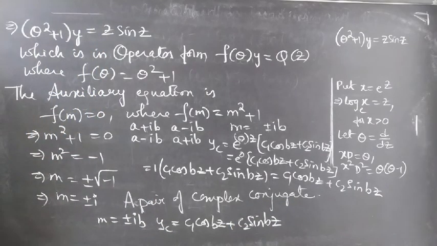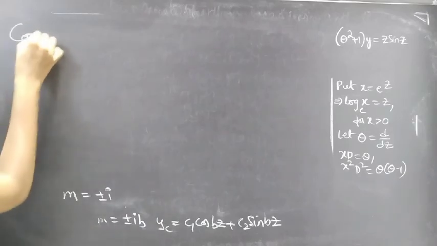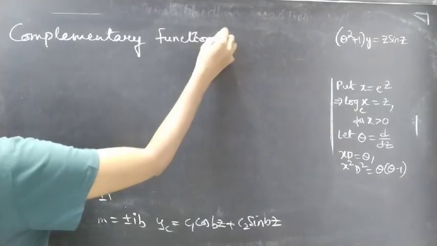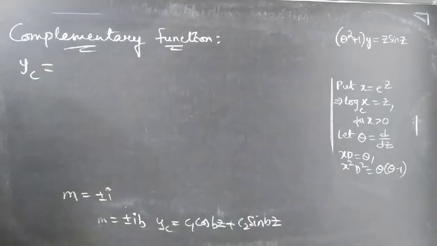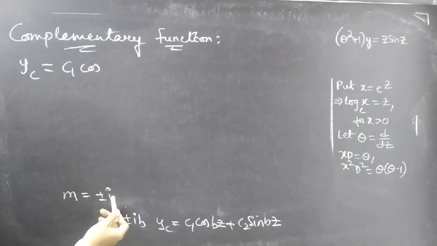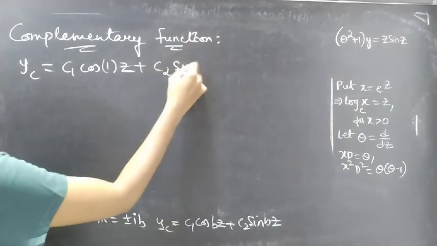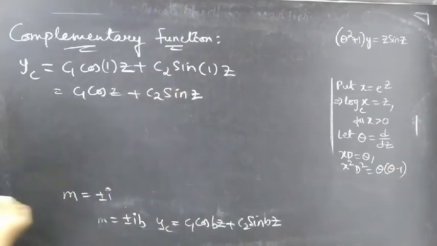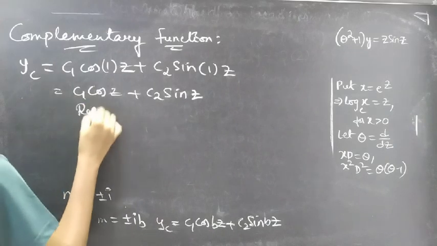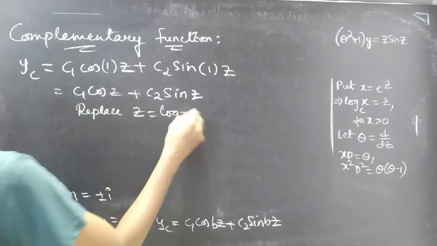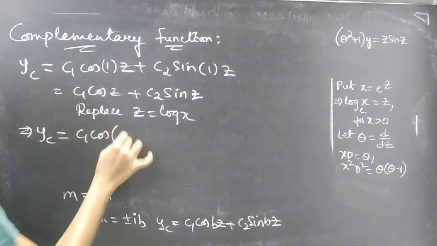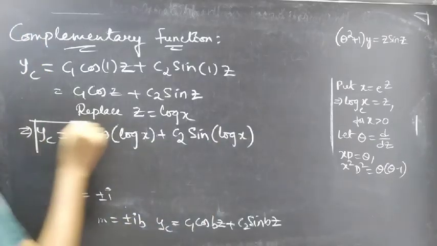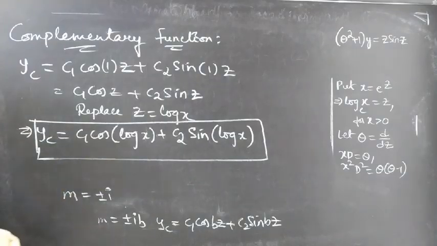Let's write the complementary function of our problem. yc = c1 cos, for b = 1, we'll get 1 into z, plus c2 sin 1 into z, which equals c1 cos z + c2 sin z. Now we have yc in terms of z, we need to write in terms of x, right? So let's replace z by log x. Then we'll get yc = c1 cos(log x) + c2 sin(log x). We got yc. Let's now find yp.